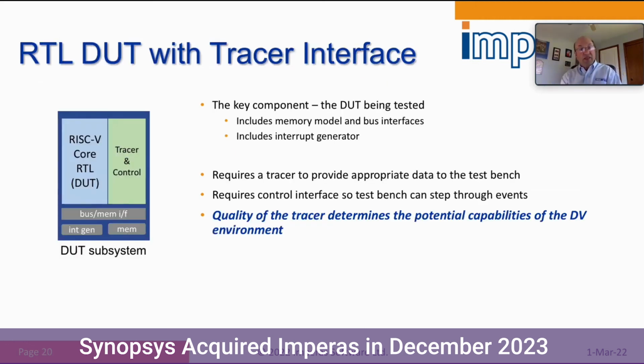In the device under test, the RTL, not too much to say about this, except this bit here. The quality of the tracer determines the potential capabilities of the DV environment. So the tracer is going to be that module, usually built in the RTL, that's going to allow introspection into the RTL, that's going to pull data out, and the different pieces of data that it pulls out is going to be the limiting factor for the DV environment.